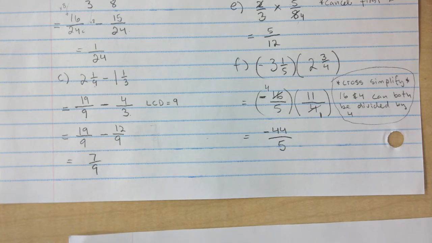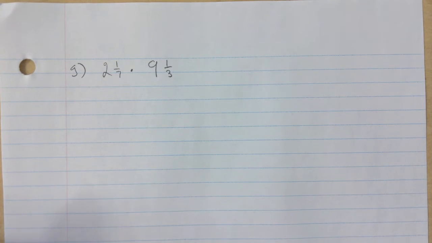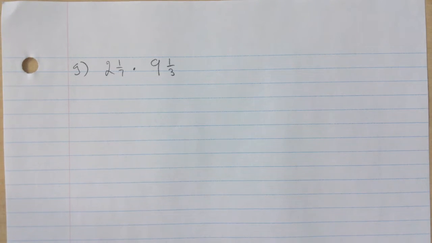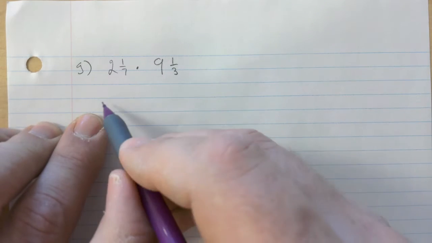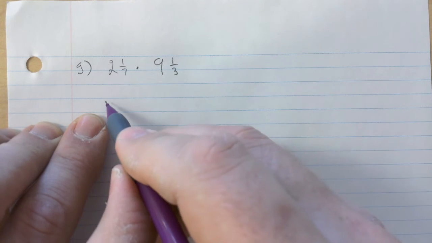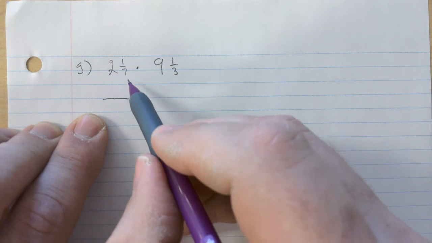Okay, good. Next, G. 2/17 times 9 and 1/3. And then we're going to do some division. Okay. They're both mixed numbers. You want to convert them to improper fractions.